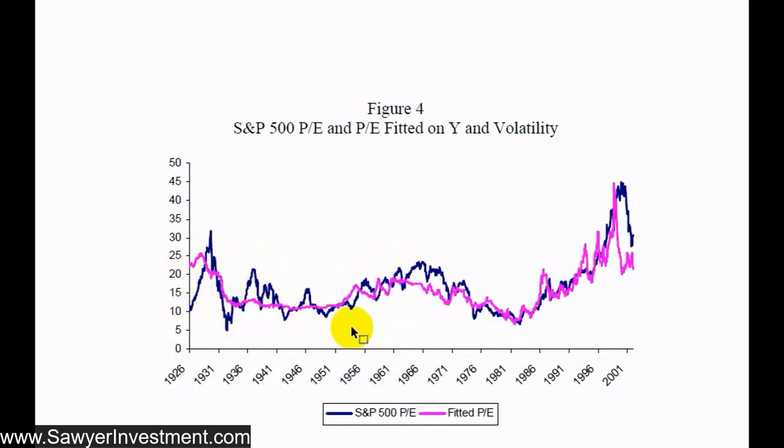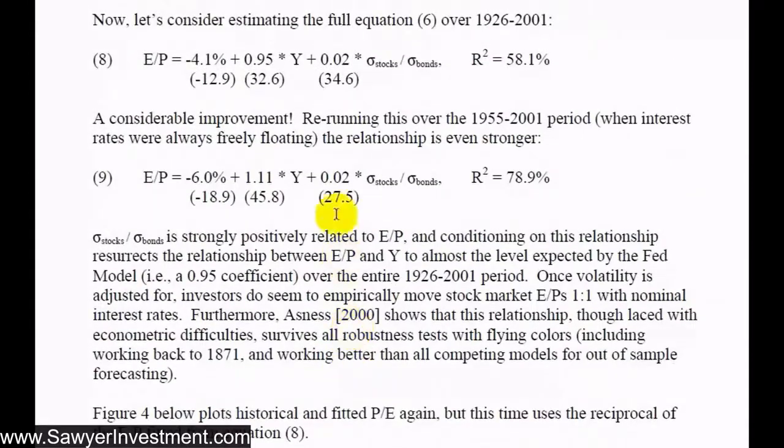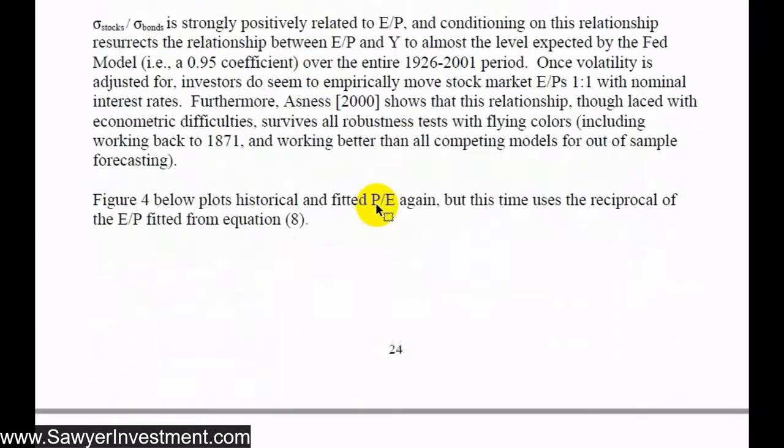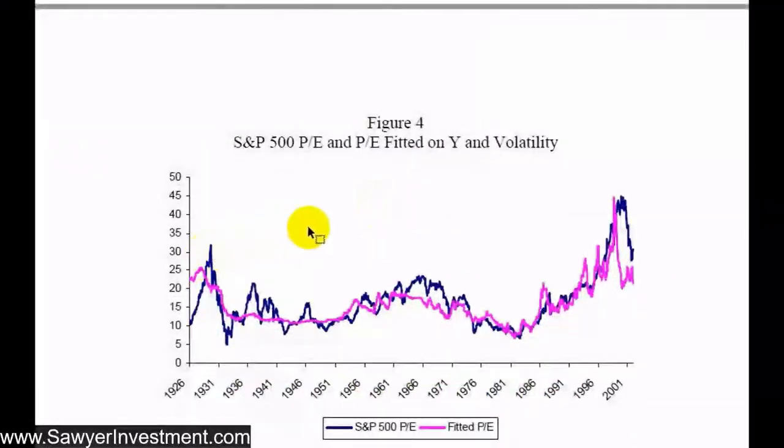But now that we've added in the volatility difference between bonds and stocks, we're adding in that difference here, which brings the fitted PE up to the actual PE, because during this particular period, stocks were a lot more volatile than bonds, so it's adding in that particular coefficient to the equation.